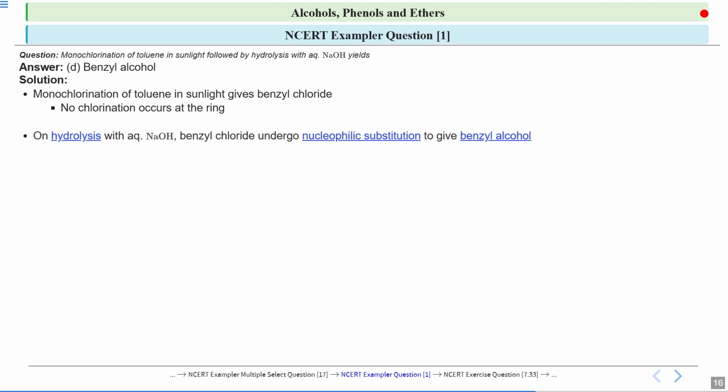So what will happen? This is the first step. In the next step, there is hydrolysis with aqueous NaOH. So when the hydrolysis happens, your benzyl chloride will give benzyl alcohol. That means it will undergo a nucleophilic substitution reaction to give benzyl alcohol.